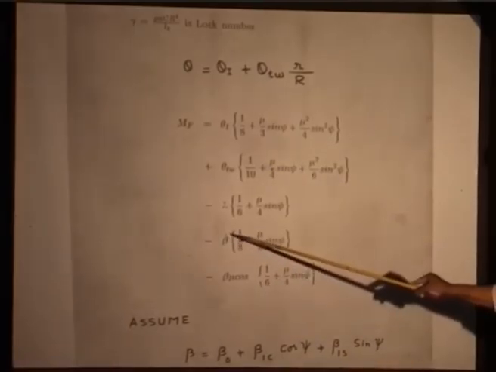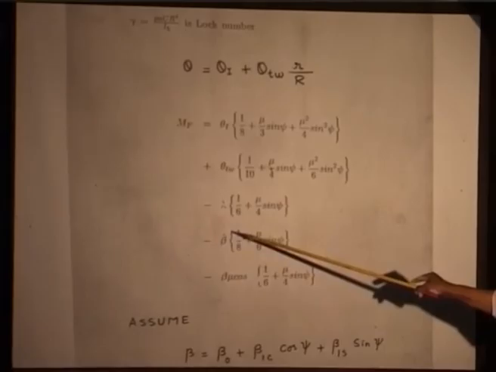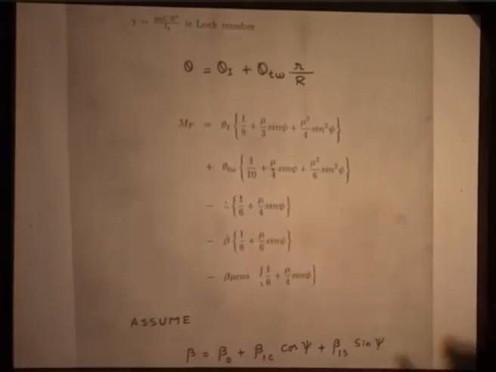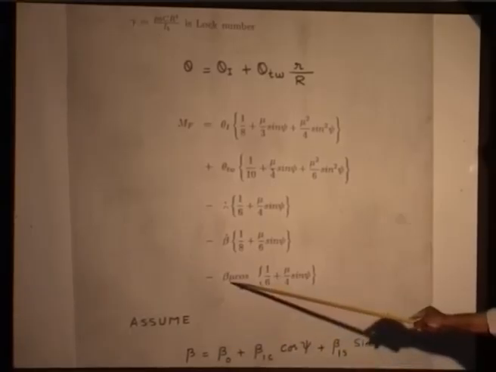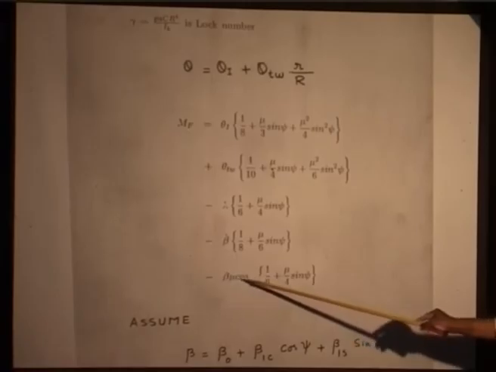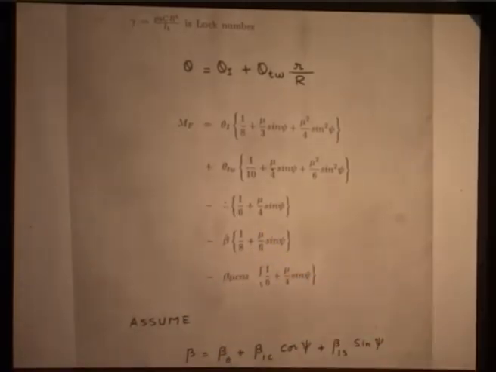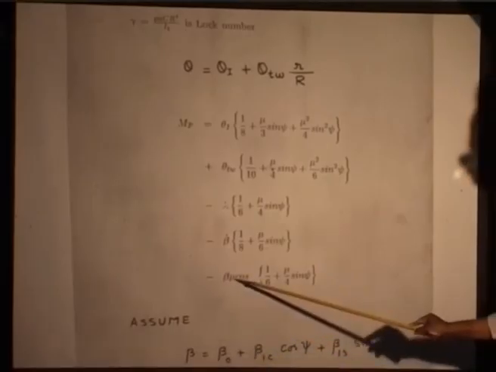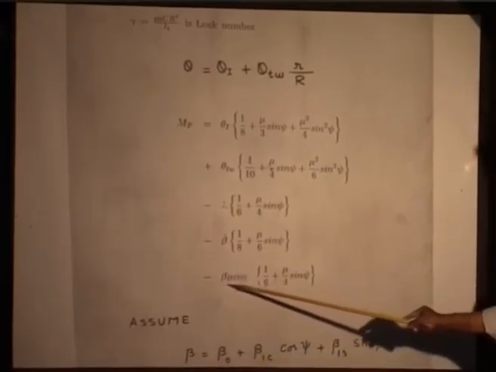These two terms, there is a beta dot, which is actually like a first derivative of flap motion, it's like a damping term. And there is another term which is beta cosine psi. That means this is a spring term. But the spring term associated with the forward speed, mu.